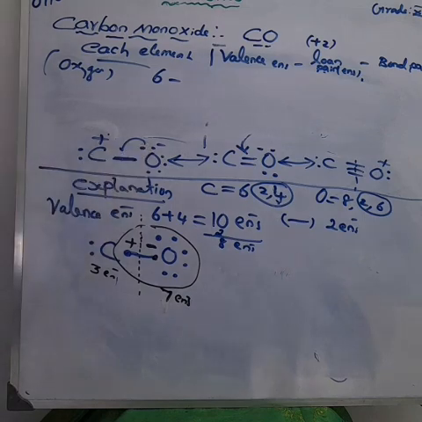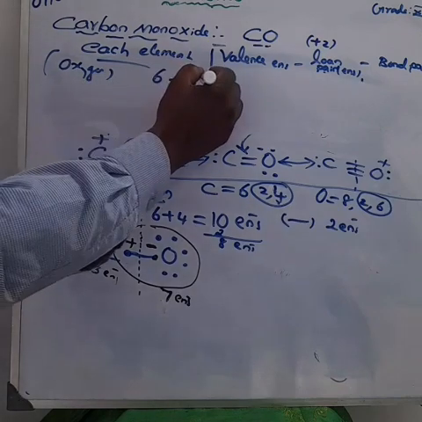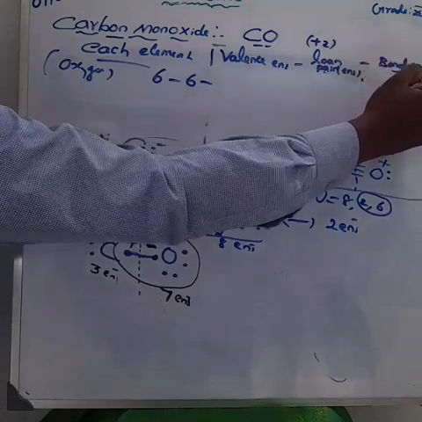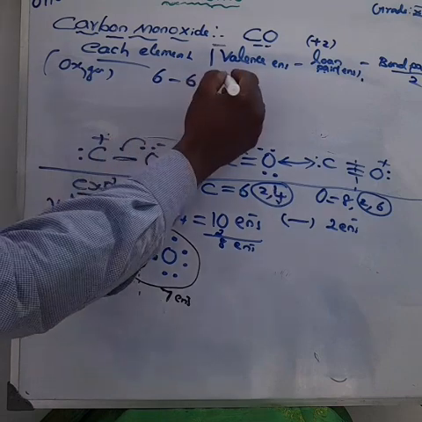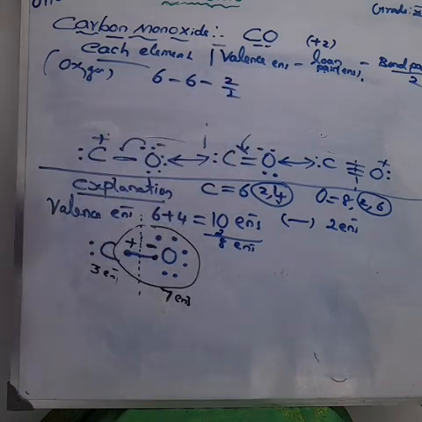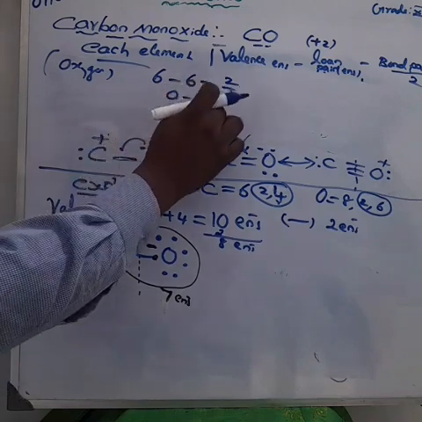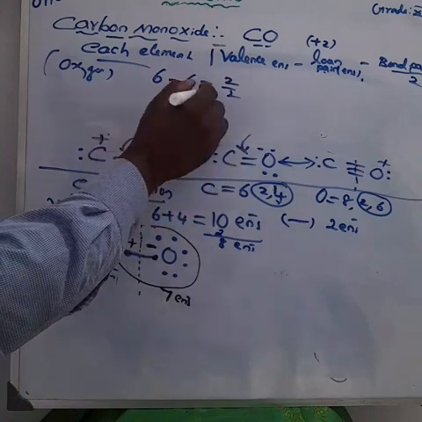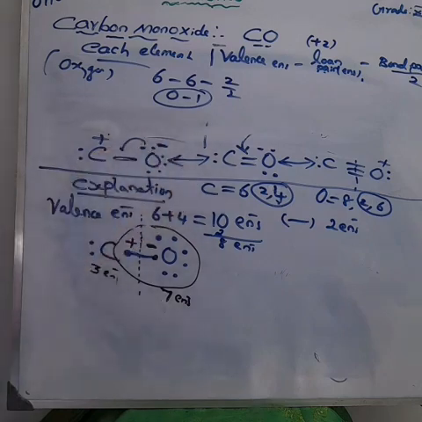So 3 pairs means 6 electrons. 6 minus 6 electrons, then we write the bond pair. How many bond pairs do they have? Only one bond pair. One bond pair means 2 electrons, 2 by 2. So 6 minus 6 is 0, minus 2 by 2, which is 1. So 0 minus 1, the answer is minus 1. Minus is the charge. Can you write this one?